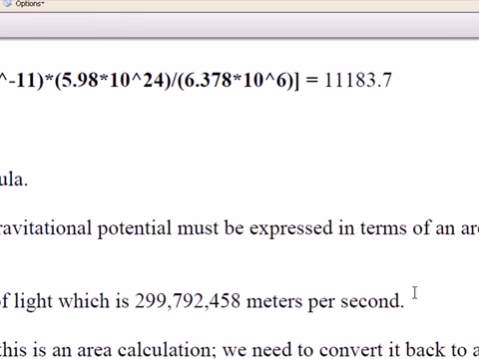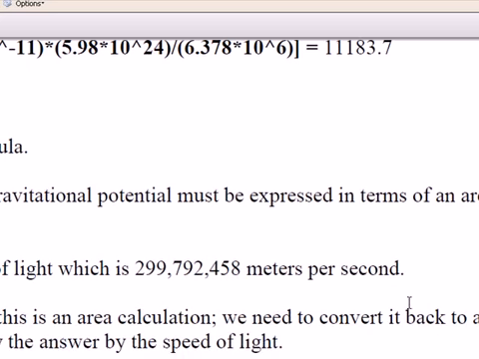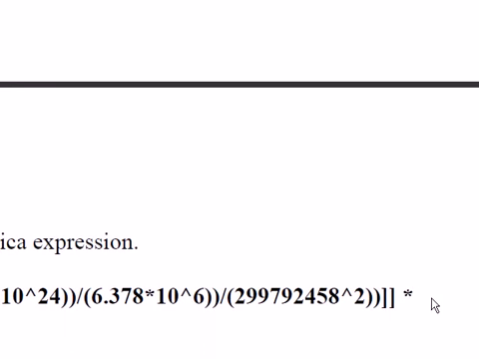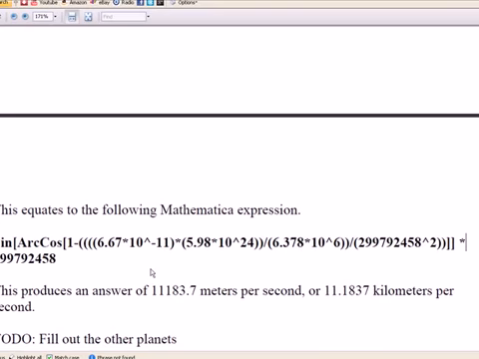So we're going to use 299,792,458 meters per second, right? So let's put that into this Mathematica expression. If you have Mathematica, this is a student edition. It's free. You can try it out. You just put this in.